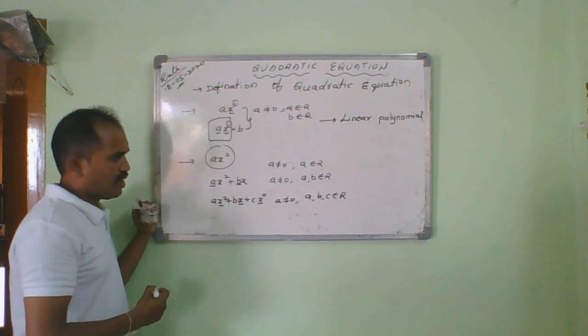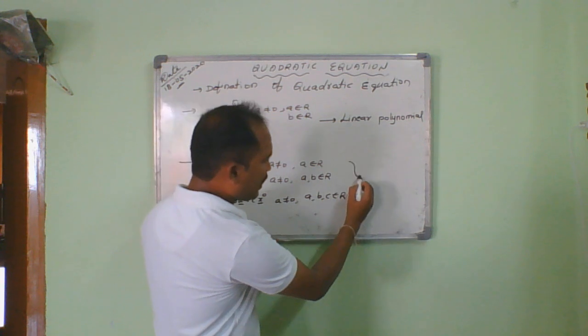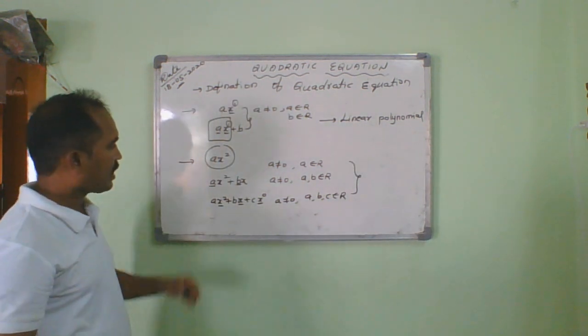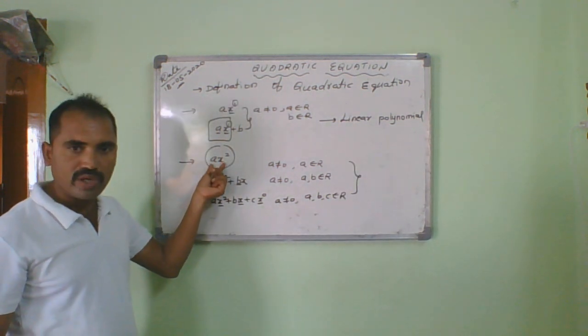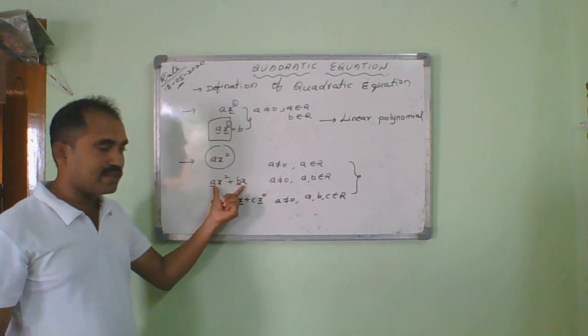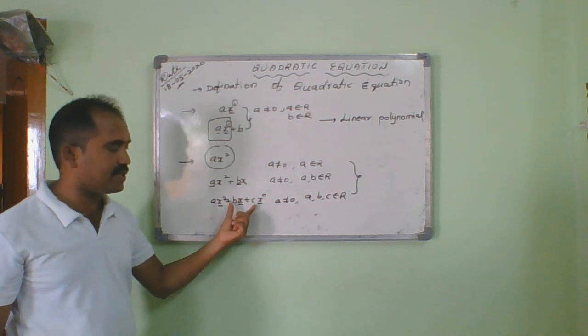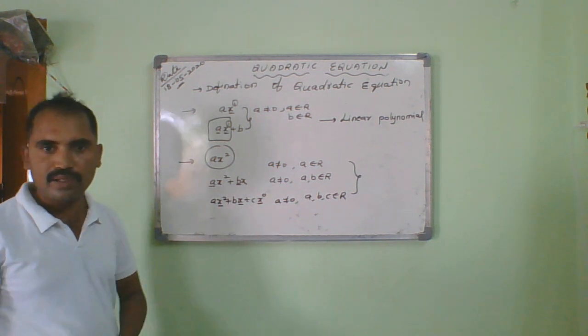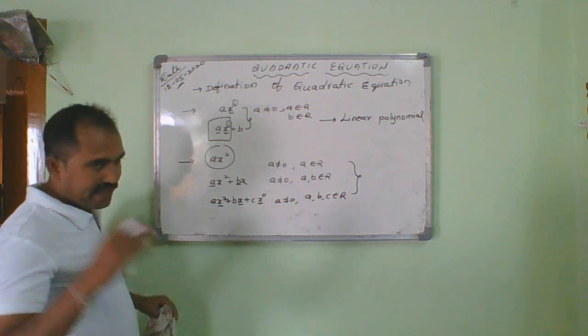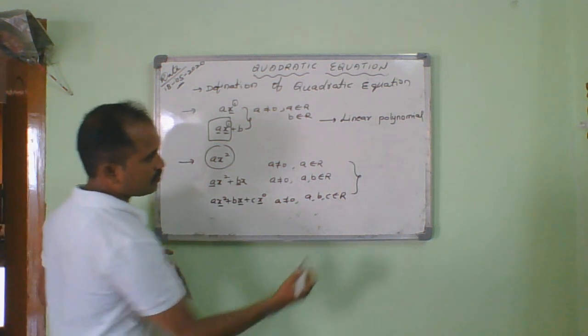So this is called a standard form. These three forms are called quadratic. One is ax square. This is also a quadratic polynomial. Ax square plus bx is also a quadratic polynomial. Ax square plus bx plus c is also a quadratic polynomial. Why? Because our intention is that the highest power of the variable should be 2.